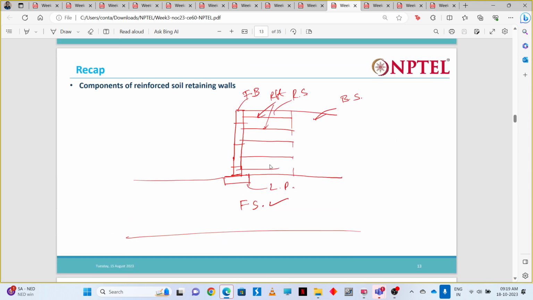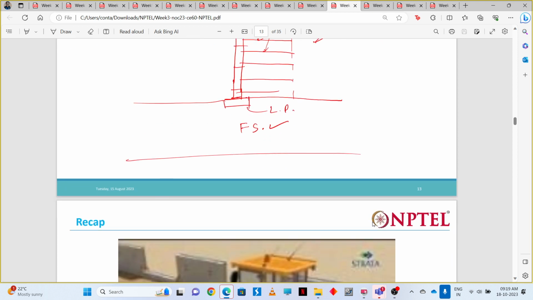So why are leveling pads given? Leveling pads are actually made of PCC, plain cement concrete. They just give a plain surface for us to construct the reinforced wall.